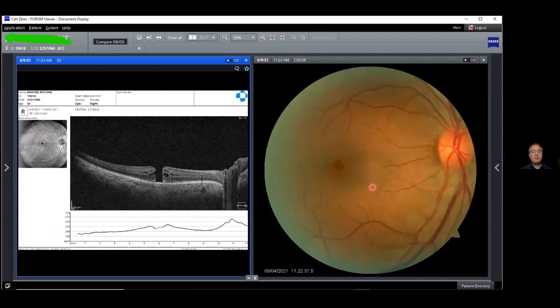This is then the type of patient that would need surgery. So we do a pars plana vitrectomy. We remove the vitreous. We remove the internal limiting membrane. We flute out the fluid that is between those two ends, and we then put in C3F8 gas to tamponade, and the surface tension normally pushes those two ends together.